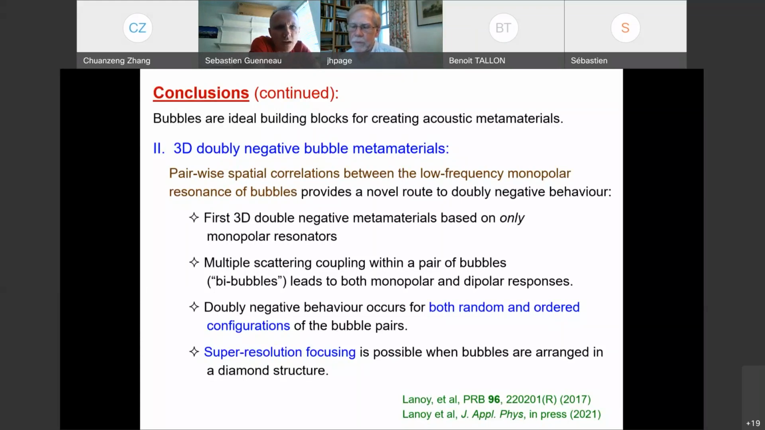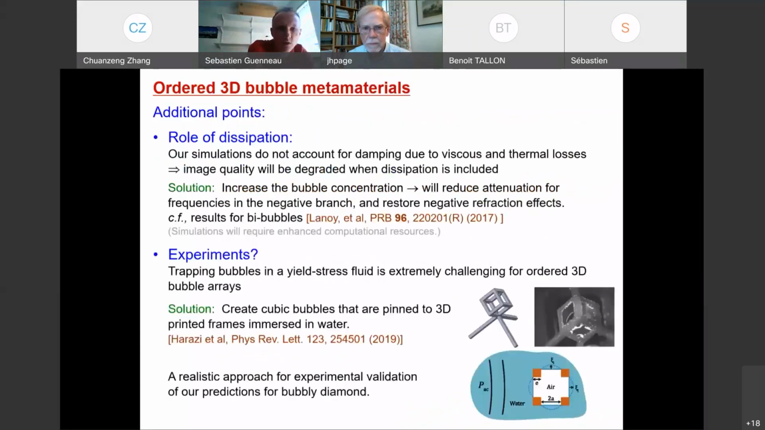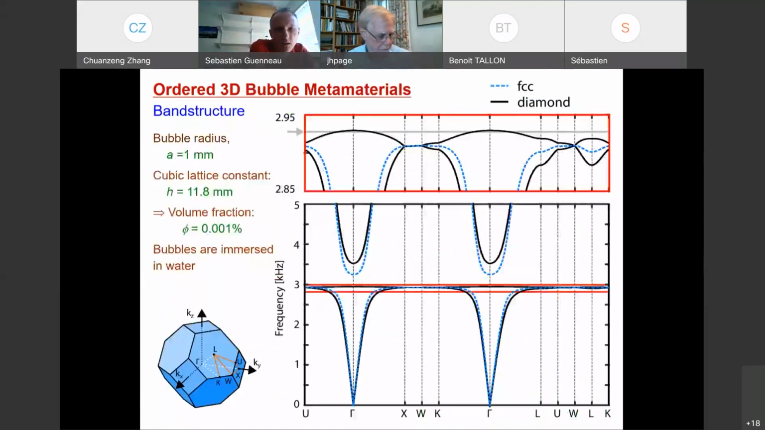Why is it so isotropic? How come this effect is so isotropic? You have shown us that you have this negative dispersion which superimposes in all directions. How come it's so isotropic?